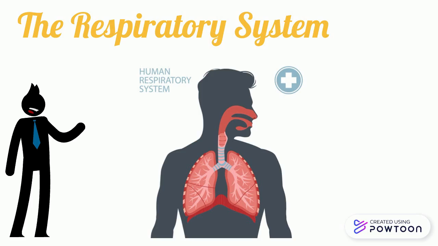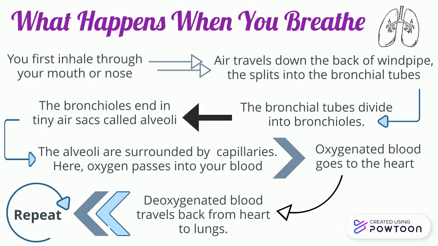At the same time, deoxygenated blood travels back from the heart to the lungs, goes through the capillaries and bronchioles, and is sent out the body as carbon dioxide, expelled by contracting the lungs. The carbon dioxide exits through your mouth or nose the same way it came in. Here's a flowchart explaining how respiration works. Feel free to pause the video and copy it down.